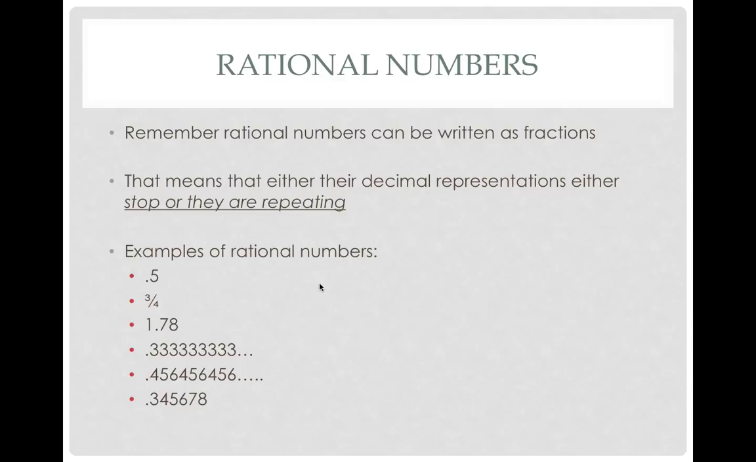So some examples of rational numbers, like I said, 0.5, that's 1/2, 3/4, 1.78, that one stops, it terminates. Here's our 1/3, our repeating decimal. Then we have 0.456, 456, 456. That's also repeating. The same number, 456, keeps getting copied and pasted over and over again. And then last, we have something that looks kind of long, but it doesn't have an ellipsis on the end, so it stops, which means it automatically must be a rational number.